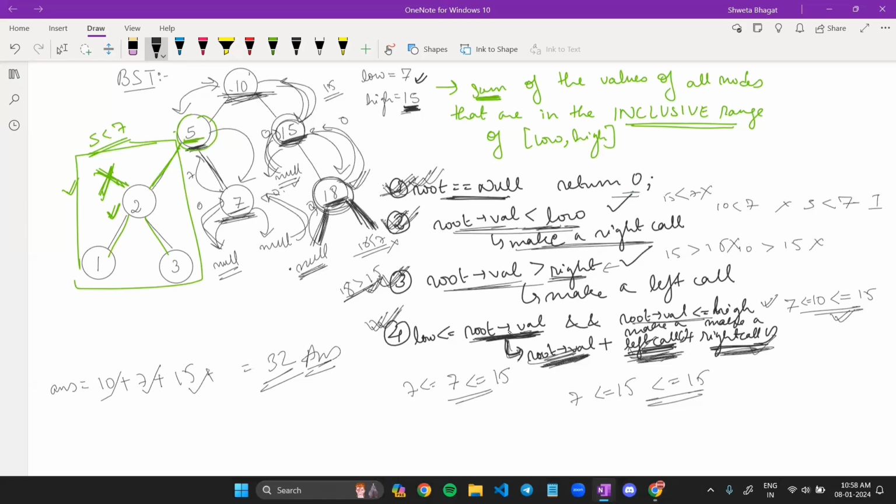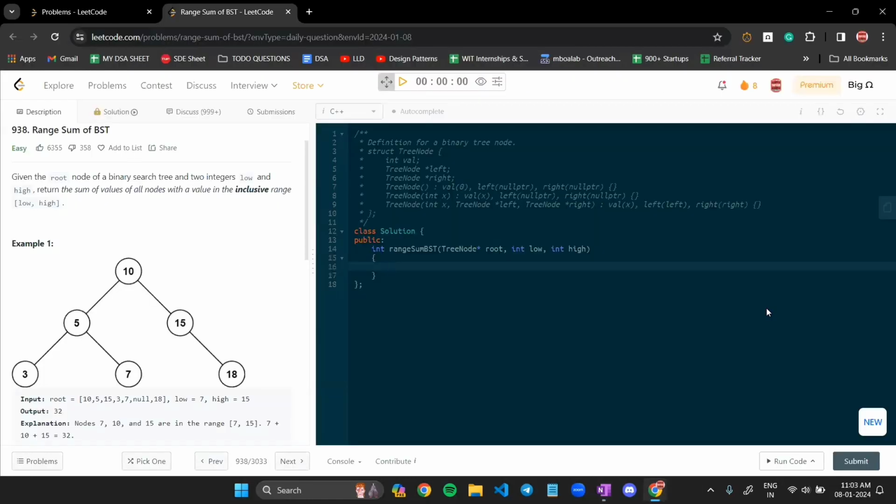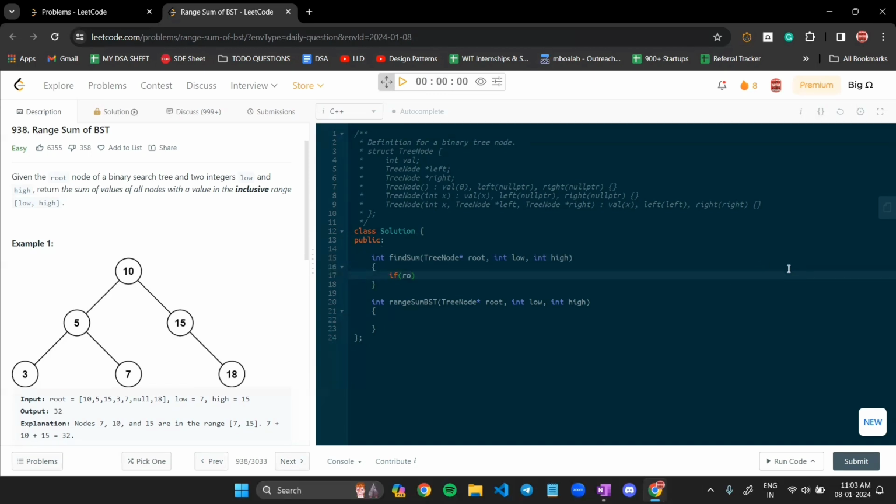Now let's quickly code this problem. So let's start by creating a different function. Let's create a function findSum, and it would give us the sum, which would be an integer, so its return type would be int. And we'll be passing the root node, low, and high. So the first case would be that my root is null. In a case when my root is null, it won't contribute to my answer, so we'll simply return a 0.